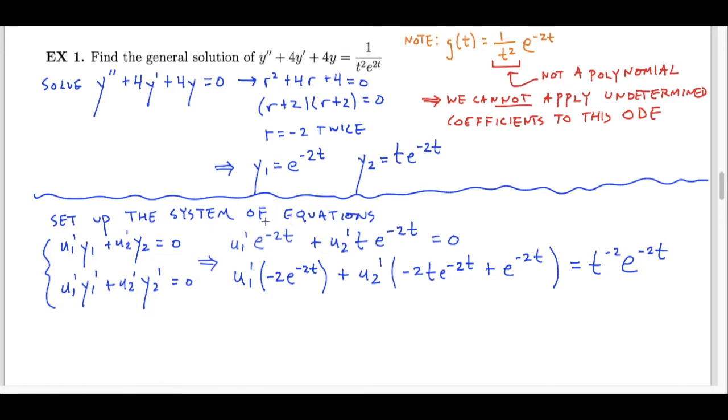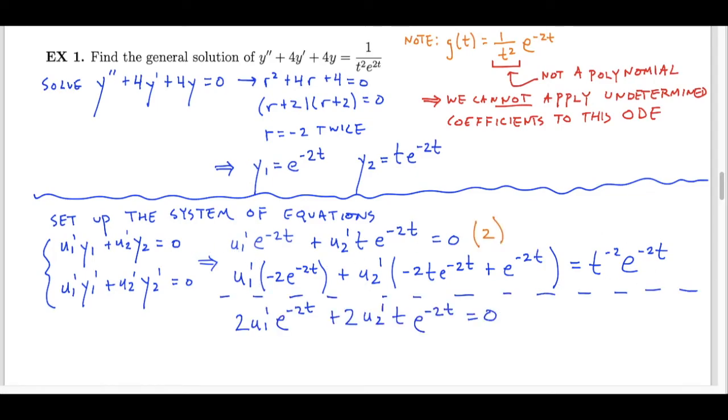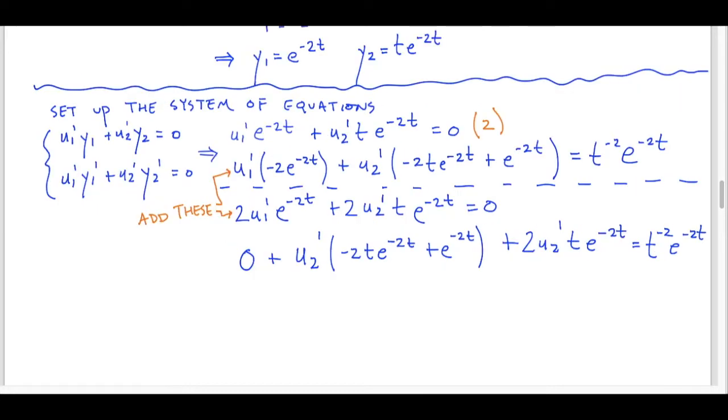Here I've plugged in the specific y1 and y2 that we just stated, along with their derivatives, into this system. Now the algebra here can be a little tedious, but hopefully it works out to be okay. In this particular system, I feel like I want to multiply this top equation by 2, and then these u1 prime terms will cancel if I add the two equations. Here I've multiplied that top equation by 2. Now let me take these two equations and add. That gives me this equation here.